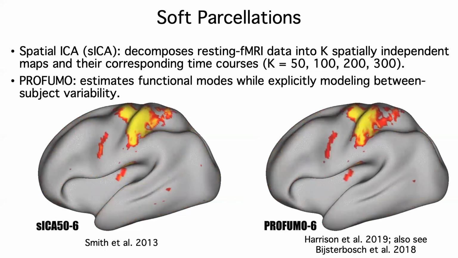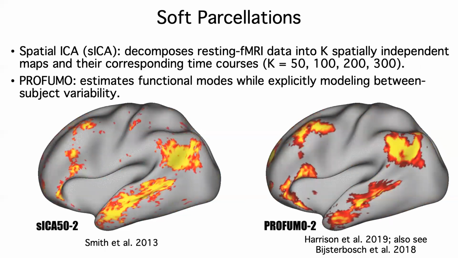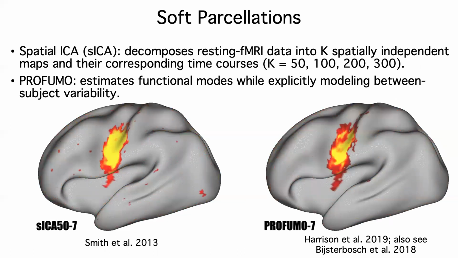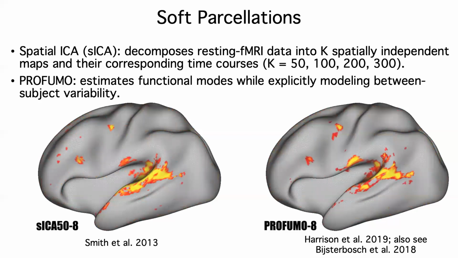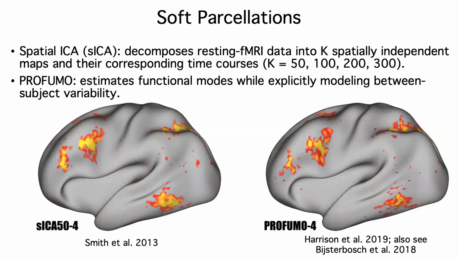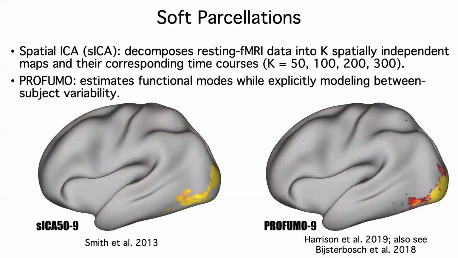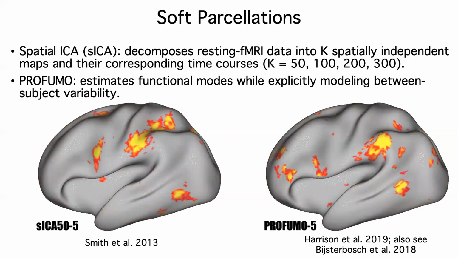Another soft parcellation approach we include is PROFUMO. This is a relatively new approach, also from the FSL group. PROFUMO explicitly models between-subject variability to estimate spatial maps. The right figure shows 10 PROFUMO spatial maps as examples.